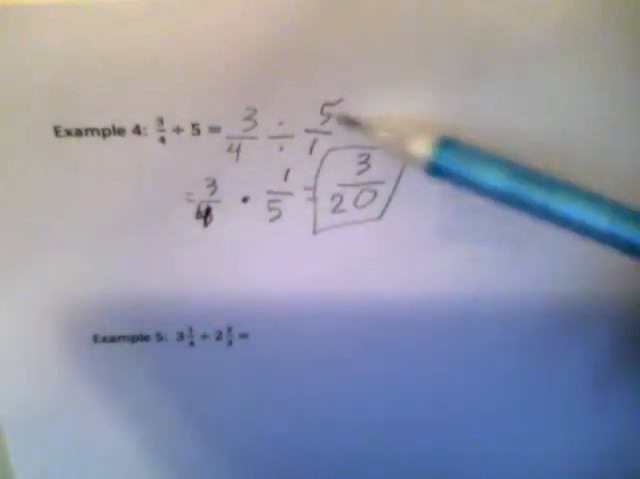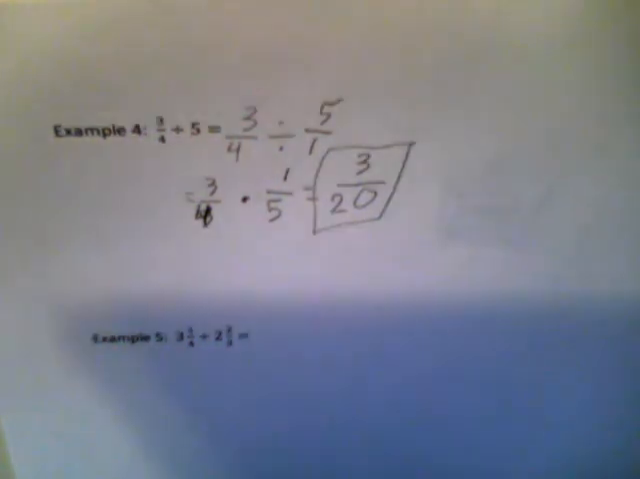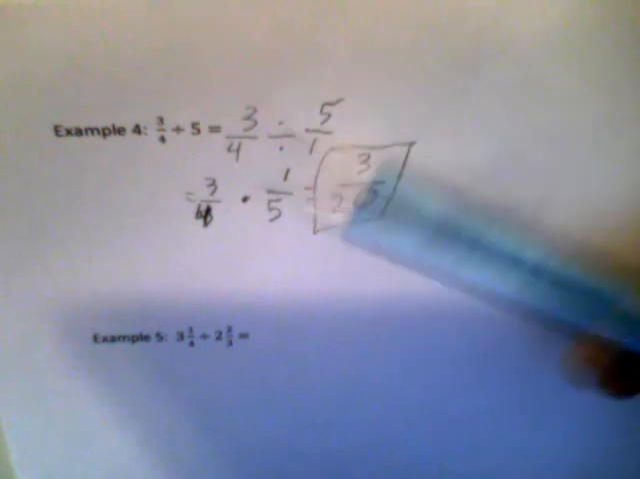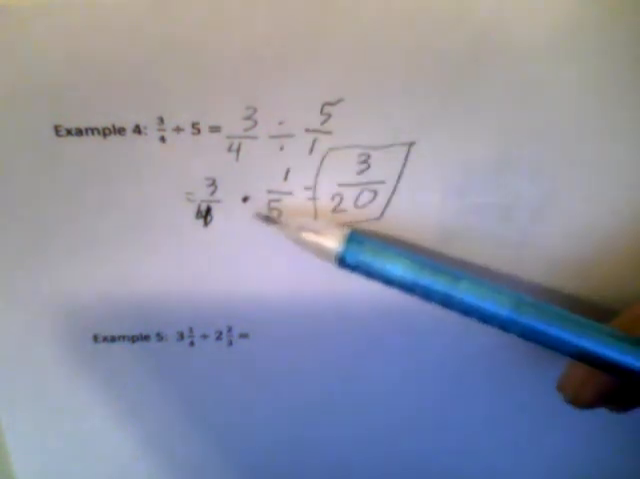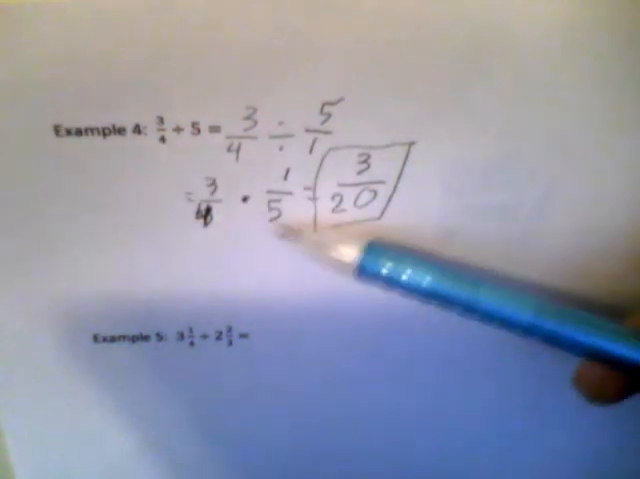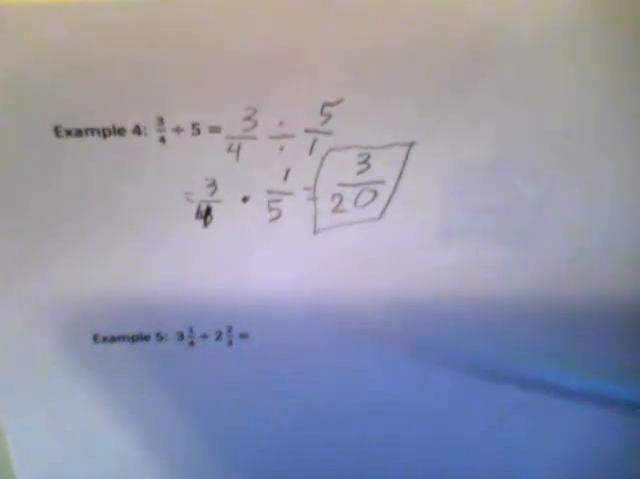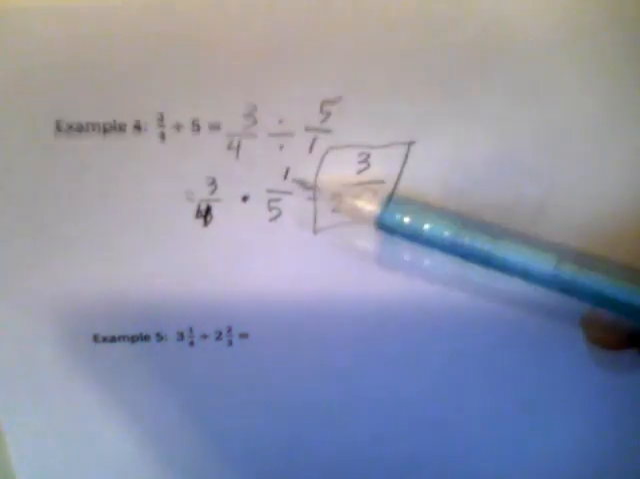So just to summarize, I first made my whole number into a fraction, and then when I'm doing division, I change the division to a multiplication symbol, and then I multiply the first fraction by the reciprocal of the second fraction. So I flip the second fraction upside down. So my 5 over 1 becomes 1 over 5. Okay, let's try one more example.